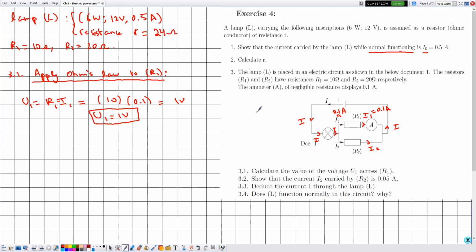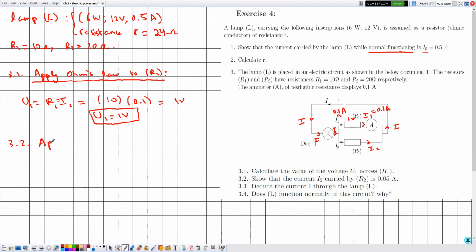And I repeat, the trick in solving such type of exercises is to write the voltages, the applied voltage and the traverse current on the electric circuit itself. So this is 1 volts. Now in 3.2, they are telling me show that the current I2 carried by R2 is 0.05 amperes. So we need to determine the value of the current I2 traversed by R2. We know the value of R2 to be 20 ohms. If we know the voltage across R2, we can determine the value of I2 using Ohm's law.